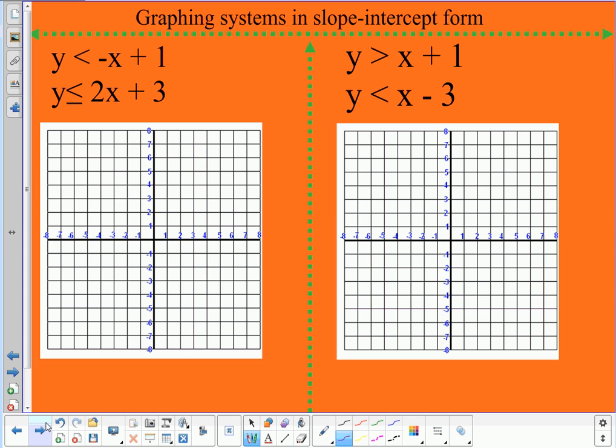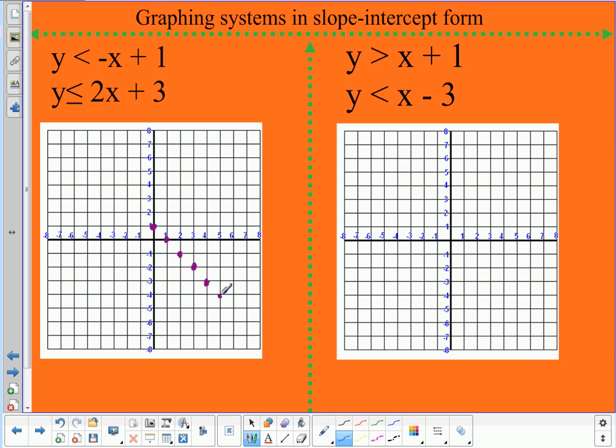In number 1, you have the inequalities y is less than negative x plus 1 and y is less than or equal to 2x plus 3. They're both in slope-intercept form already, so I want to just take them both and put them on the coordinate plane. For the top one, I'm going to go up to positive 1, and then my slope is negative 1, so I'm going to go down 1, right 1, down 1, right 1, down 1, right 1.